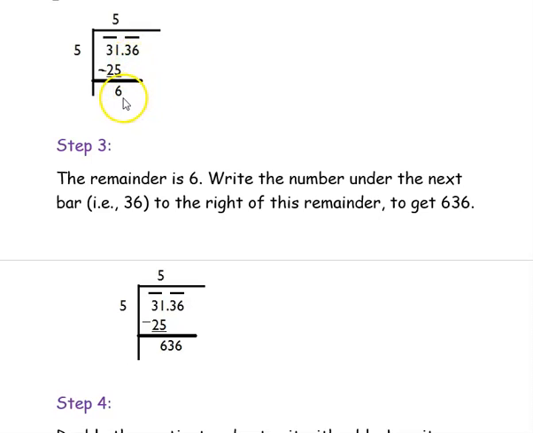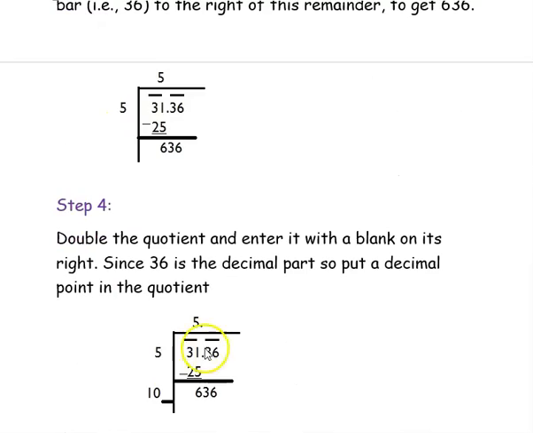Okay, so the new dividend will become 636. I am bringing this number and this bar down here. In the next step, I am going to double this quotient. Here the quotient is 5, so if I double it, it will become 10, and I am writing it with a bar on its right side.